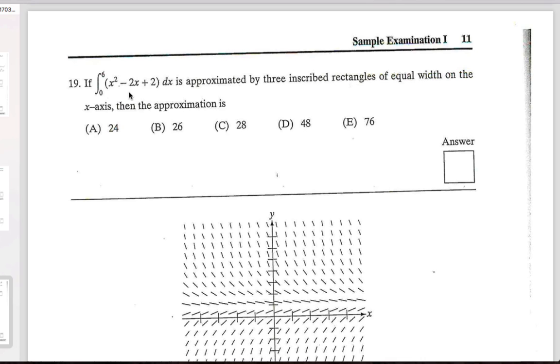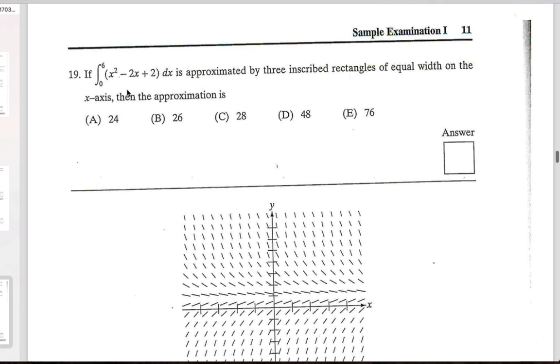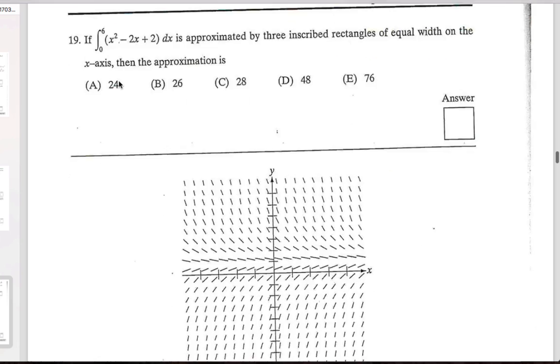You do need to be able to accurately draw this without using your calculator, and I think that's the hardest part of this question here. Again, inscribed just means it's underneath the curve, and so I'm not telling you do left, right, or midpoints. You just have to pick the one that is specifically underneath the curve.